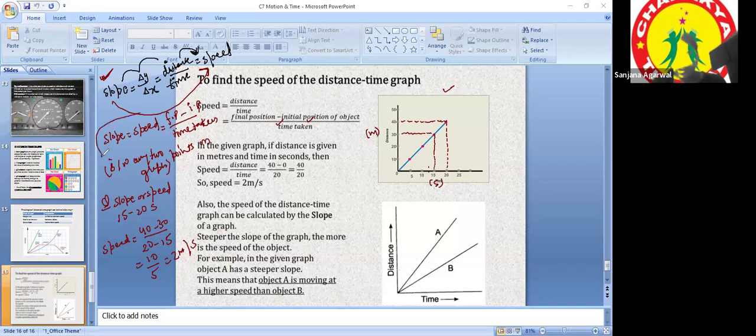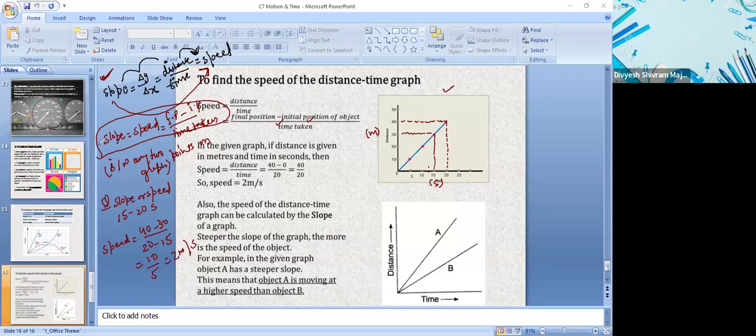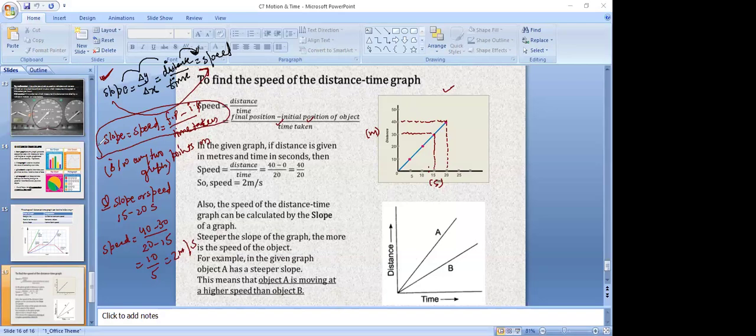Is the slope fundamental clear? Yes, ma'am. It is clear. Everyone noted? Yes, ma'am. Noted. Yes, ma'am. Okay.